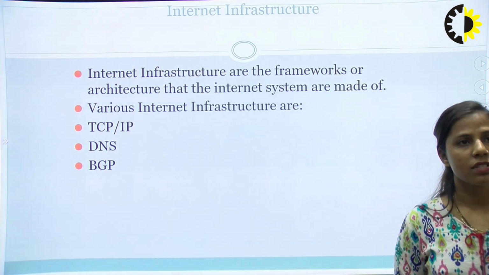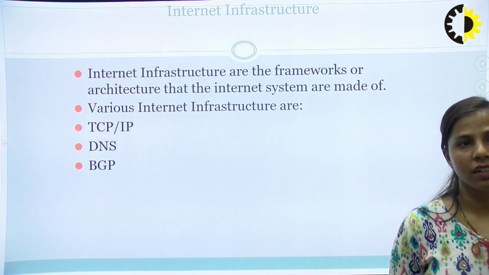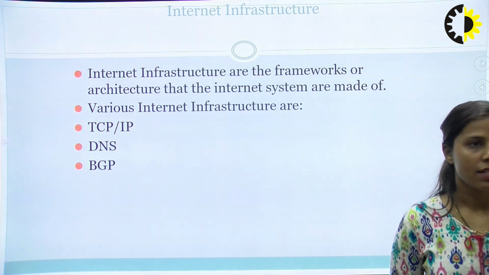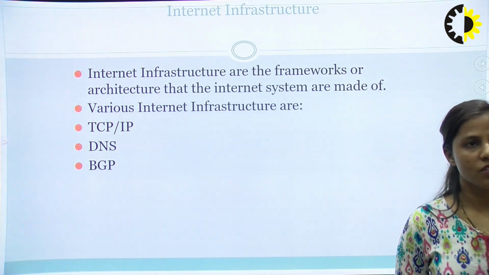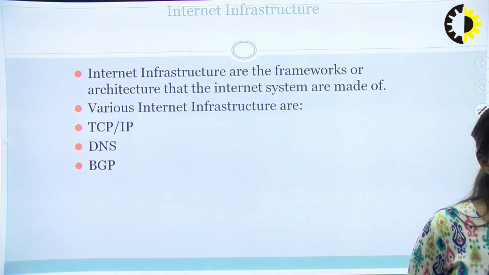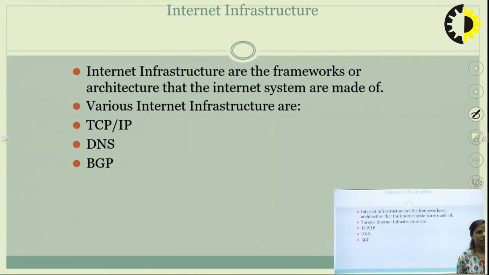First of all, let us discuss the various elements of the Internet infrastructure. These are the various elements. First one is TCP/IP, second one is DNS, and third one is BGP. TCP/IP is Transmission Control Protocol and Internet Protocol. Next one is DNS, that is Domain Name Server. Next is BGP, that is Border Gateway Protocol. So these are the various elements involved in the Internet infrastructure.